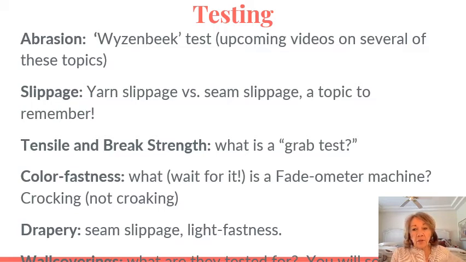Okay, we're going to talk now about testing and how we can test different kinds of fabrics. Some of these you saw on the introductory video, but we're going to look at them a little bit more specifically. We're going to test for abrasion using a Wyzenbeek test. We're going to test for slippage. We're going to test for break strength. We're going to test for colorfastness. And we're going to talk about drapery, how drapery specifically should be tested.